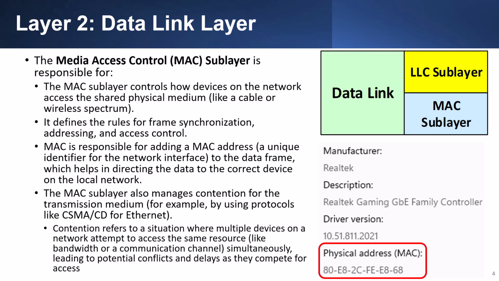The MAC sublayer also manages contention for the transmission medium, for example, by using protocols like CSMA/CD for Ethernet. Contention refers to a situation where multiple devices on the network attempt to access the same resources, like bandwidth or a communication channel, simultaneously, leading to potential conflicts and delays as they compete for access.